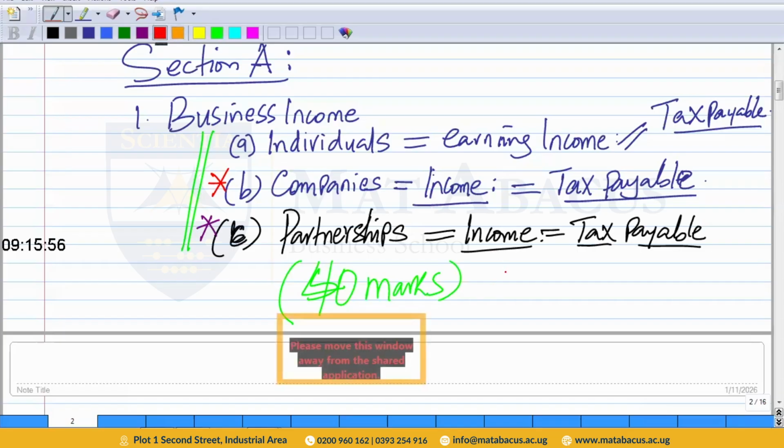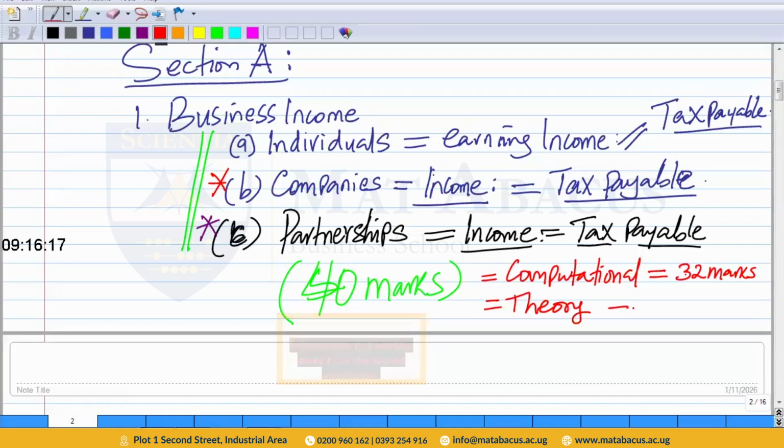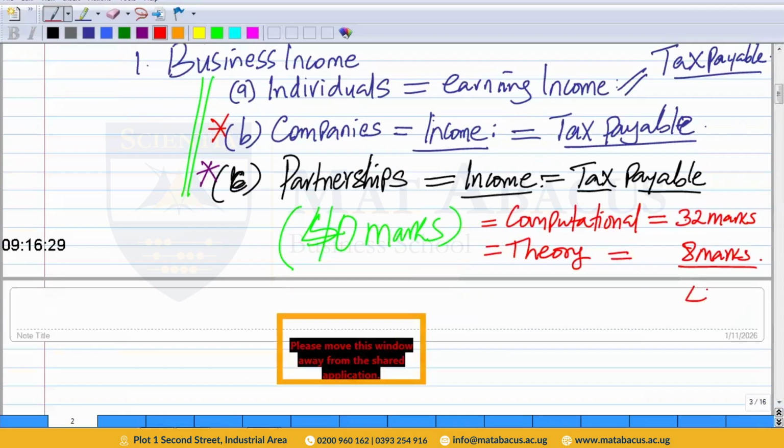Now, when they're examining this, they include the computational part, and this one takes about 32 marks, and the theory part, which takes about 8 marks. So that the whole adds up to 40 marks.